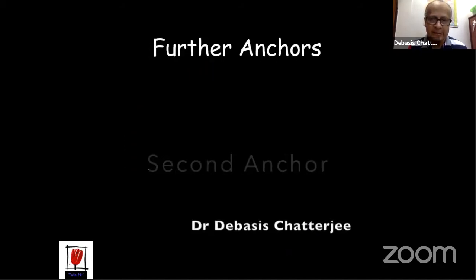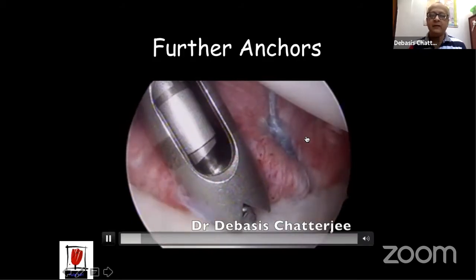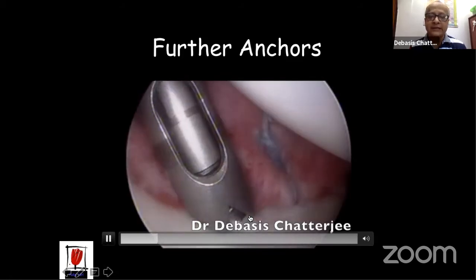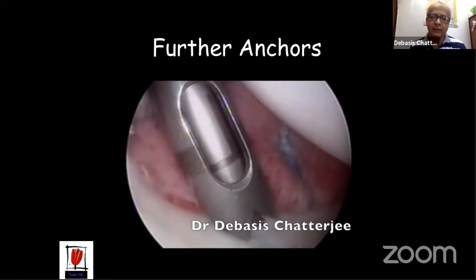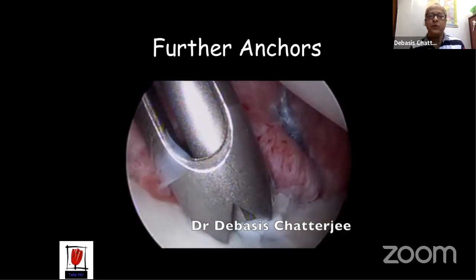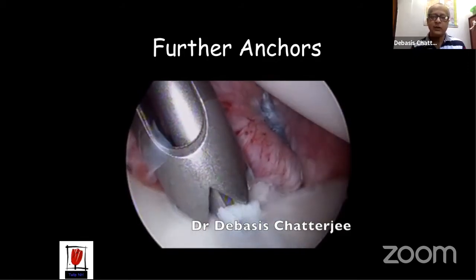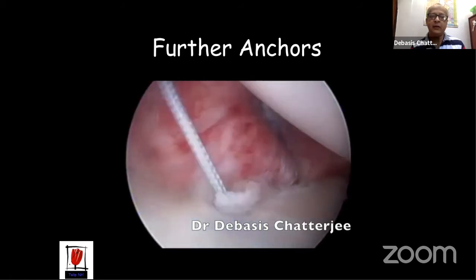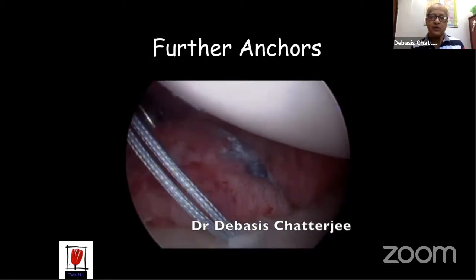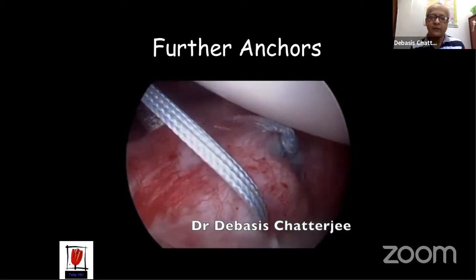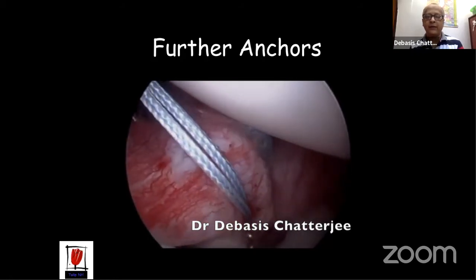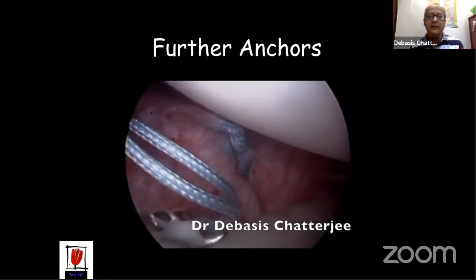So once you have taken the first and the most important bite, now is the time to place further anchors. Keeping this as the first anchor, I'm going back to the previous patient again. Now we are putting the second anchor a reasonable distance away from the first one. Put the anchor, same story. And then you have to take a bite using either a suture hook or one of those crescent hooks, whichever you prefer.